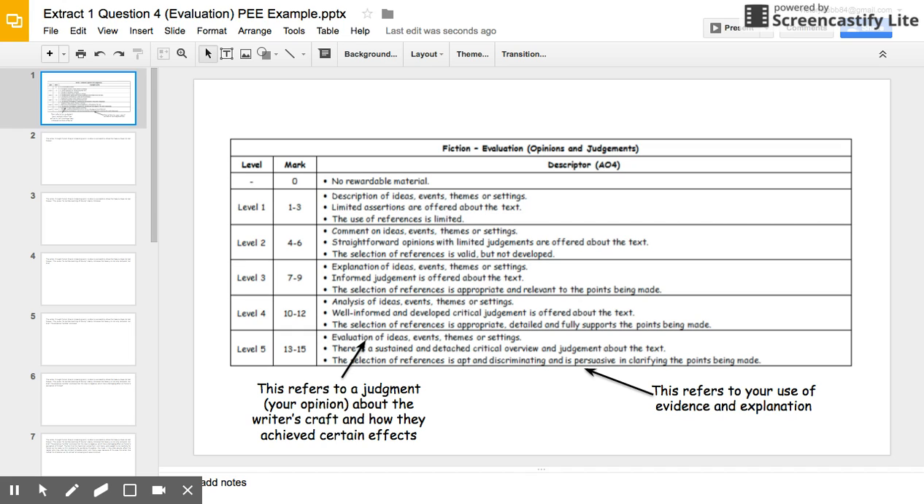Okay, this video is all about how to approach the evaluation question, which is similar in many ways to the analysis question, except it needs more opinions and judgments about what the writer is attempting to do and whether he or she is successful and able to do that. Again, let's start by having a look at the marking criteria.